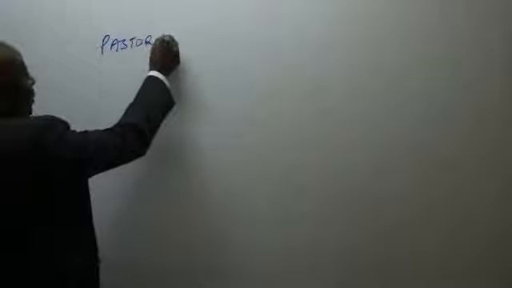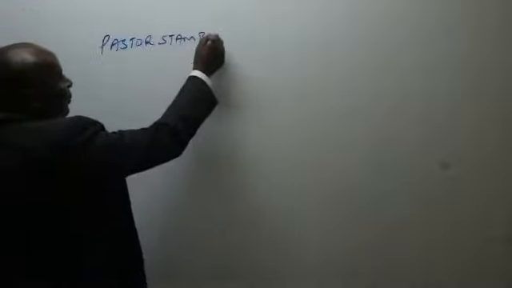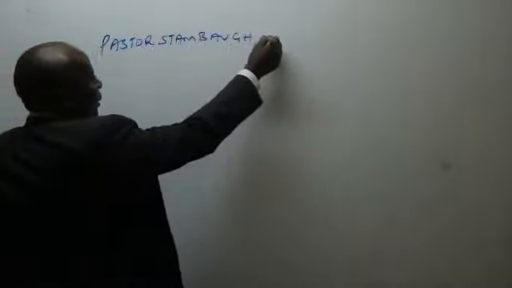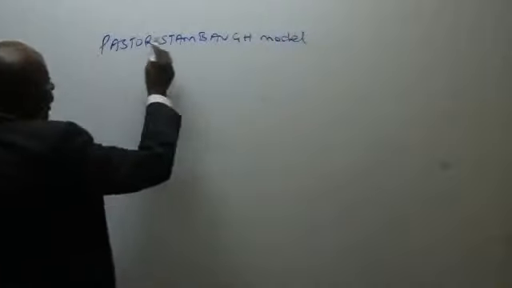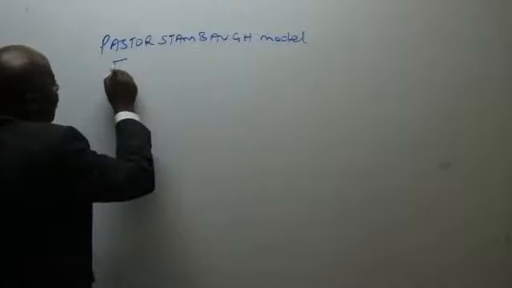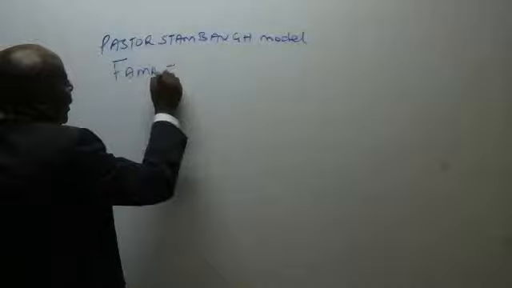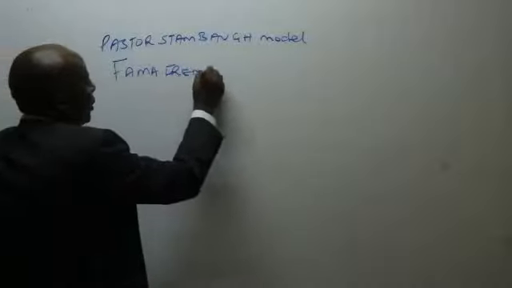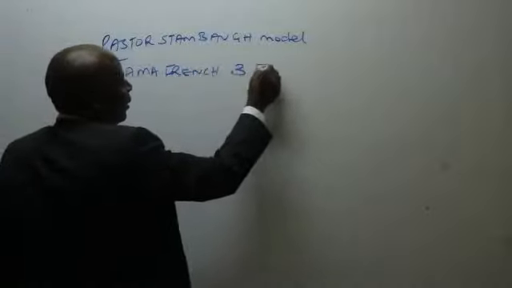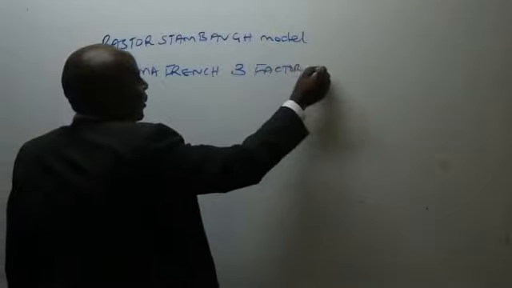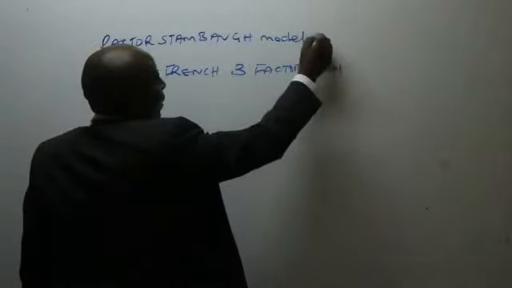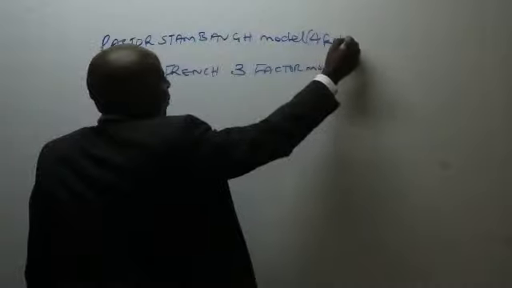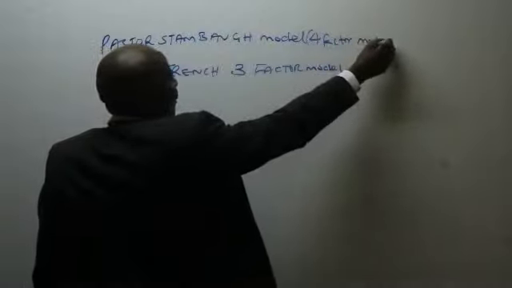So we have two models here. We have a Pastor-Stambaugh model. And then of course we have the Fama-French three-factor model. This is a four-factor model.